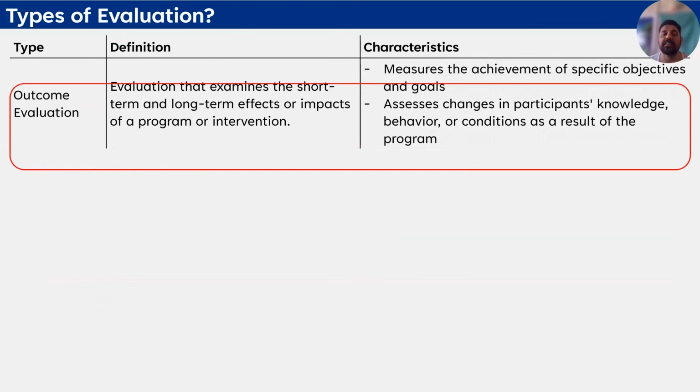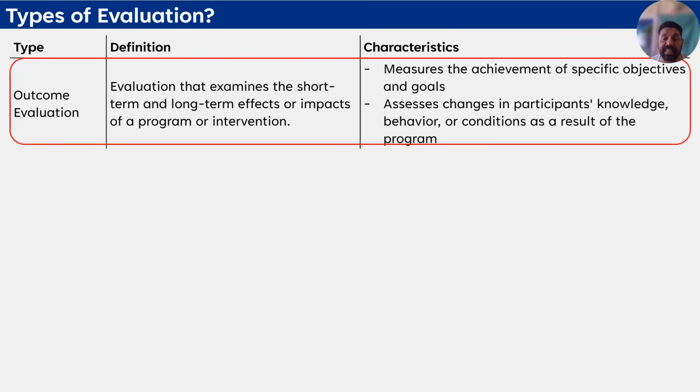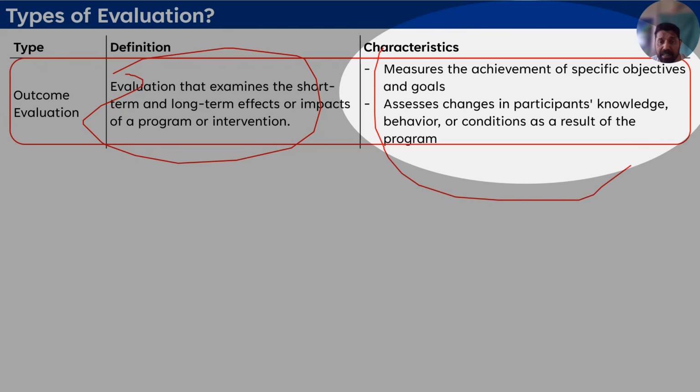And then there is outcome evaluation. Evaluation that examines the short-term and long-term effects or impacts of a program or intervention. What are the basic characteristics? So this is basically the definition of outcome evaluation, and these are some of the characteristics. Let me give you some examples.